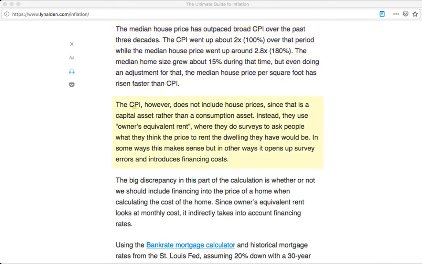The CPI, however, does not include house prices, since that is a capital asset rather than a consumption asset. Instead, they use owner's equivalent rent, where they do surveys to ask people what they think the price to rent the dwelling they have would be. In some ways this makes sense, but in other ways it opens up survey errors and introduces financing costs. The big discrepancy in this part of the calculation is whether or not we should include financing in the price of a home when calculating the cost of the home. Since owner's equivalent rent looks at monthly cost, it indirectly takes into account financing rates.